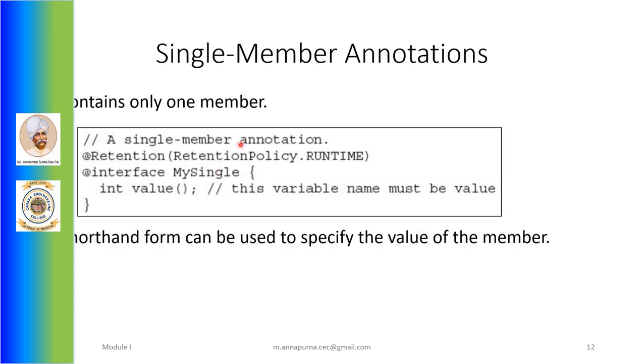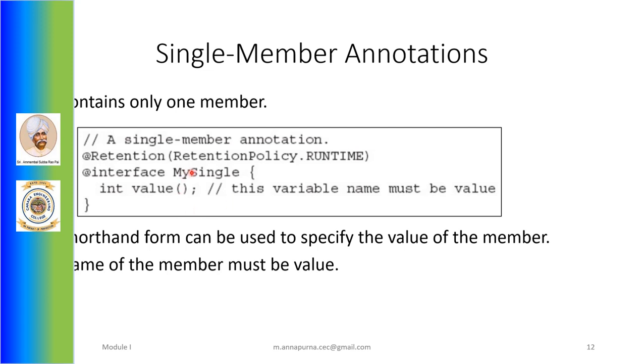This single member annotation, MySingle, works like a normal annotation except that it allows a shorthand form of specifying the value of the annotation member. That is, when only one member is present, we can simply specify the value for that member when the annotation is being applied on any method. We need not specify the name of the member. However, in order to use this shorthand, the name of the member must be value.